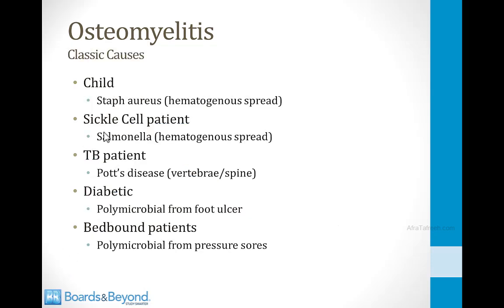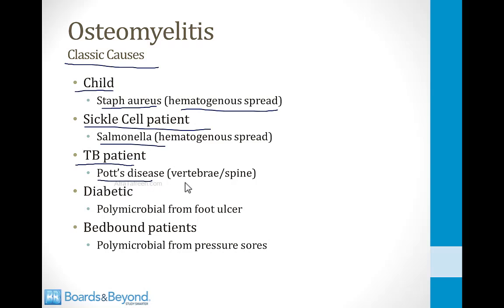This is a good point to pause here and review the classic causes of osteomyelitis that you should know for your boards. In a child, it's often from Staph aureus from some type of hematogenous spread. Sickle cell patients classically get osteomyelitis from salmonella. Sickle cell patients are functionally asplenic, meaning that their spleen does not work properly from all the sickled cells, and salmonella can thrive in patients who don't have a functioning spleen. Patients who have tuberculosis in the lungs and then get pain in their back often have what's called Pott's disease, where the tuberculosis mycobacteria has spread to the vertebra or spine.